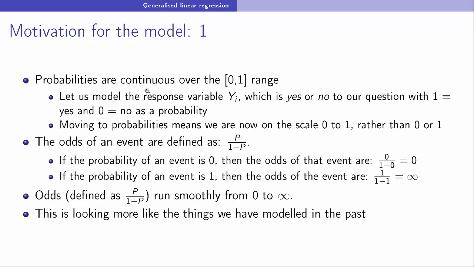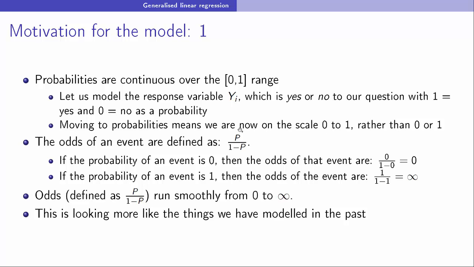So let's go. Probabilities are in the range 0 to 1. Okay, so we want to be modeling a probability. Let's say that we want to model a probability. So we've coded our data, yes equals 1, no equals 0. Now we want to model it as a probability, so we need to be on the scale 0 to 1 rather than 0 or 1.